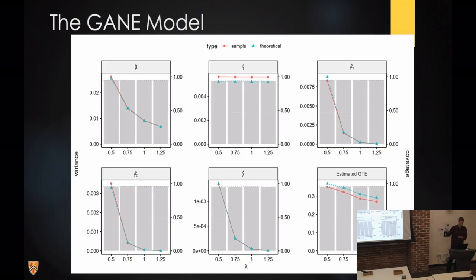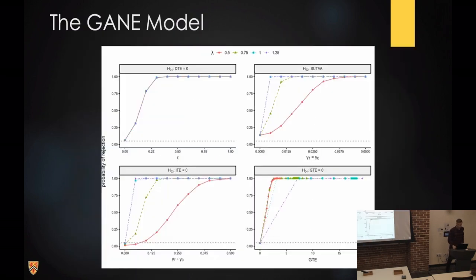So what this gives us is assurance that with a single set of data, we can use the asymptotic variances and they're going to be trustworthy. We can rely on them. We similarly tested the power of these hypotheses.